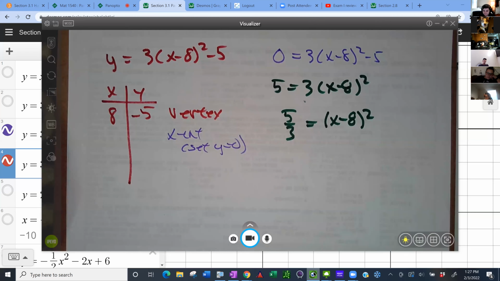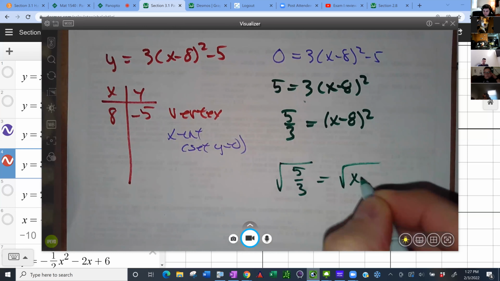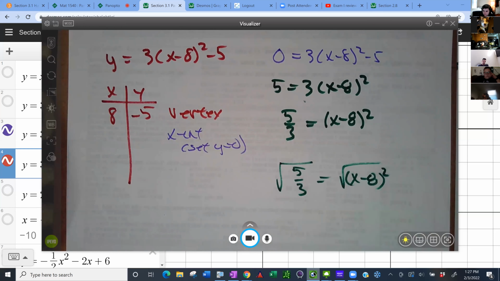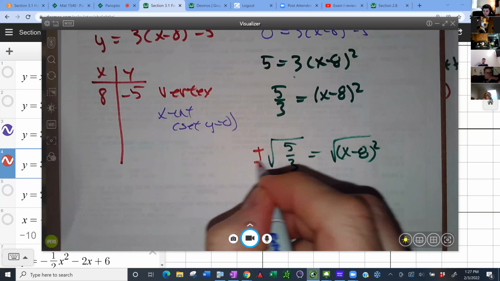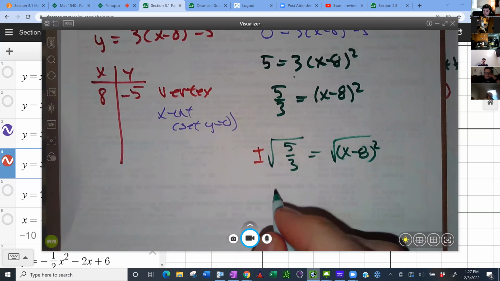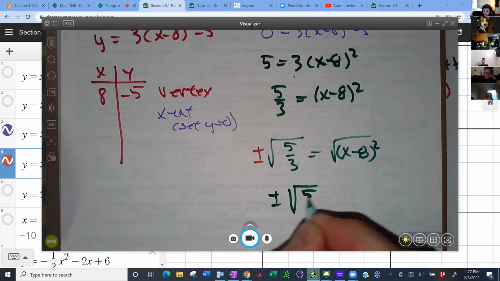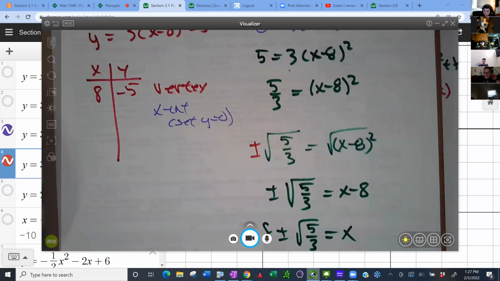And here's where it's easy to make a mistake. You've got to take the square root on both sides. And a lot of people will do that, x minus 8 squared. But they'll forget one important thing. Does anyone see what I've forgotten? Plus or minus. There's 2 of them. There's a positive and a negative root. So it's plus or minus square root of 5/3 equals x minus 8. Move the 8 to the other side. And those are your two values for x.